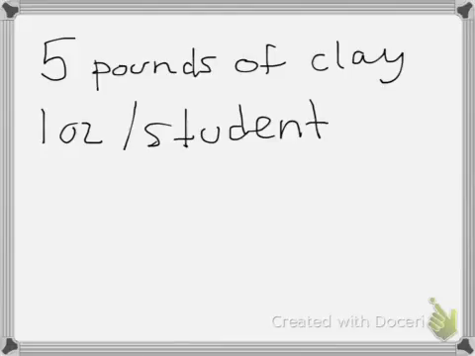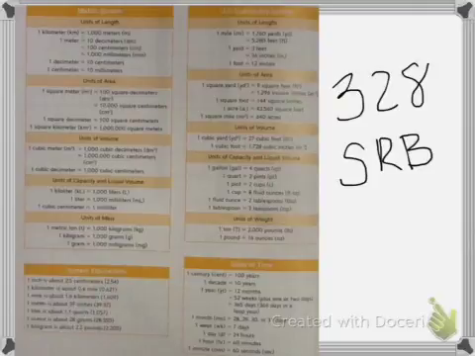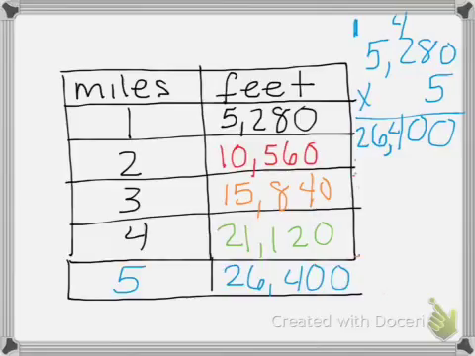So our problem again said the art teacher has 5 pounds of clay and each student gets 1 ounce of clay to complete the art project. How many students can complete the art project? If we go back to our conversion chart, let's find pound. Right here. 1 pound equals 16 ounces.